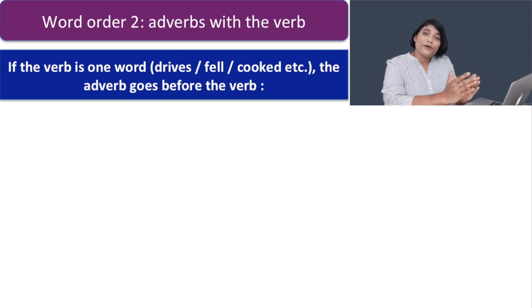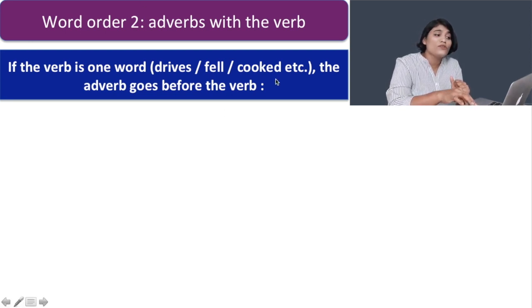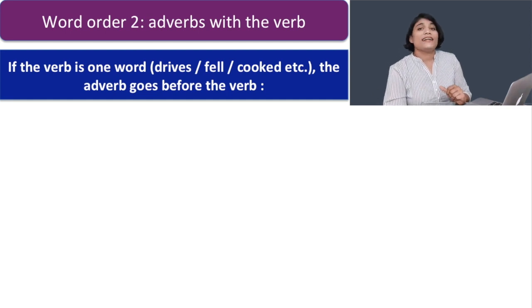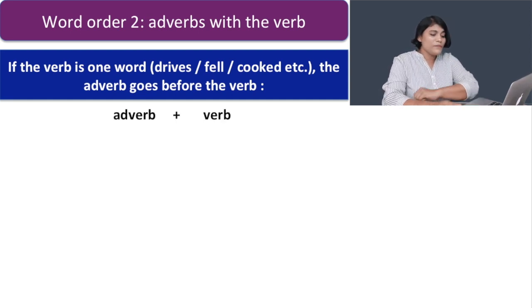So if the verb is only one word, that means drives, fail, cooked, etc., the adverb goes before the verb. This is very important. You have to keep in mind what I am saying: if the verb is only one word, that means there is only a main verb and no other auxiliary verbs, then you have to put the adverb just before the verb. So here let's see the example.